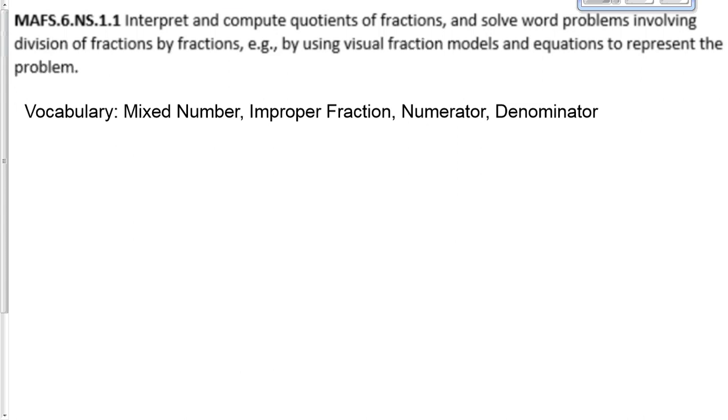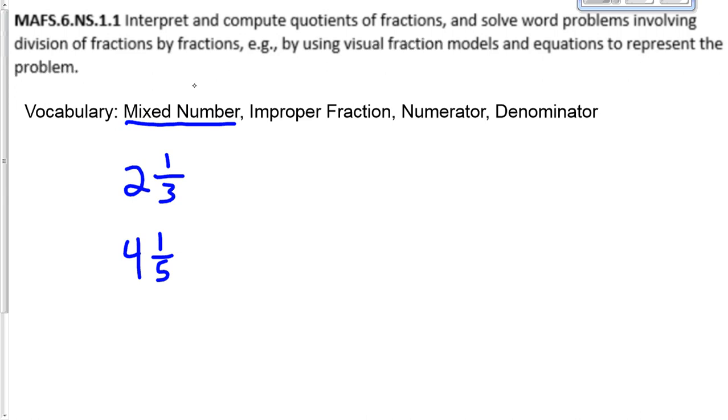The first key vocabulary is the word mixed number. A mixed number is simply a whole number combined with a fraction. It will look like this. 2 1/3 is an example of a mixed number. 4 1/5 is another example of a mixed number. It's simply a whole number with a fraction.